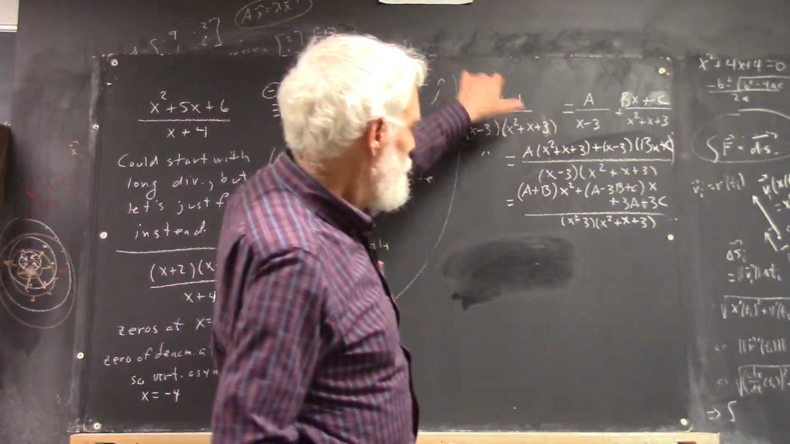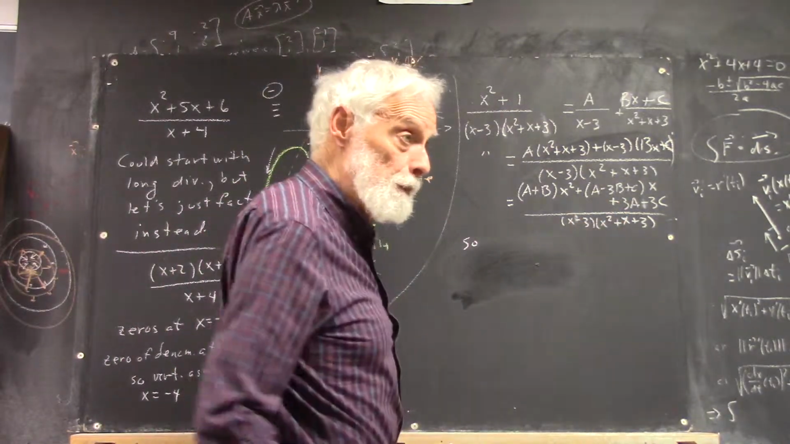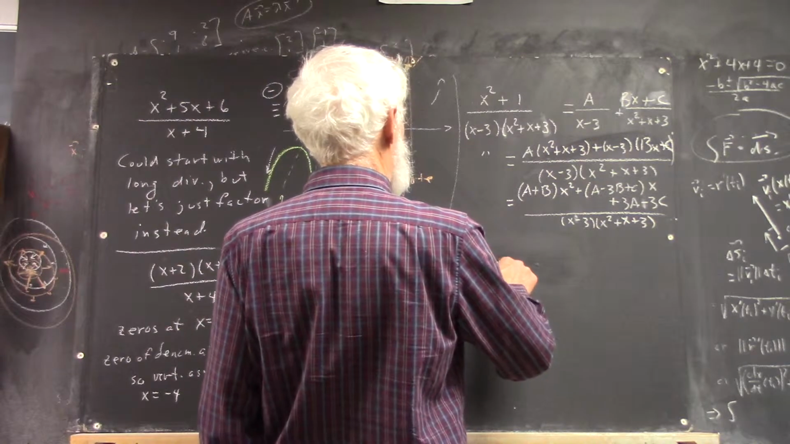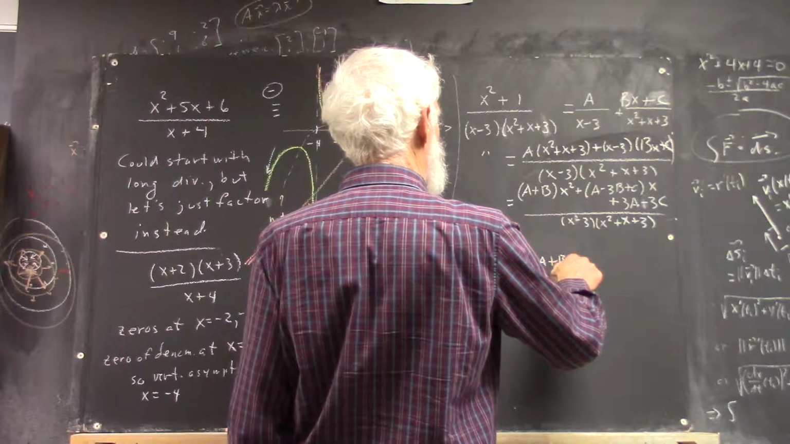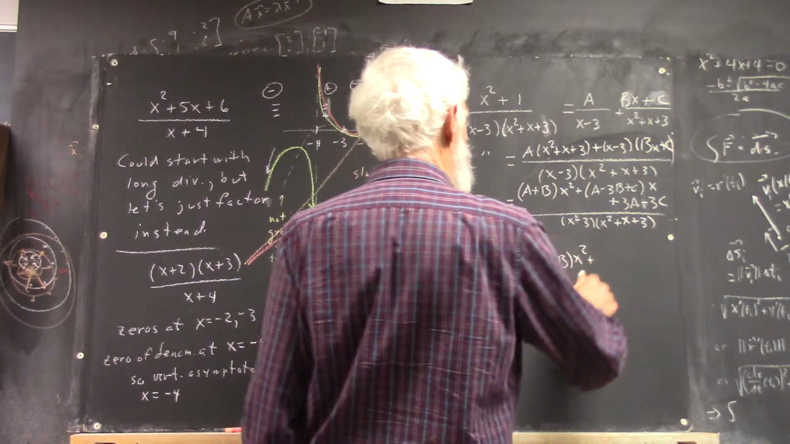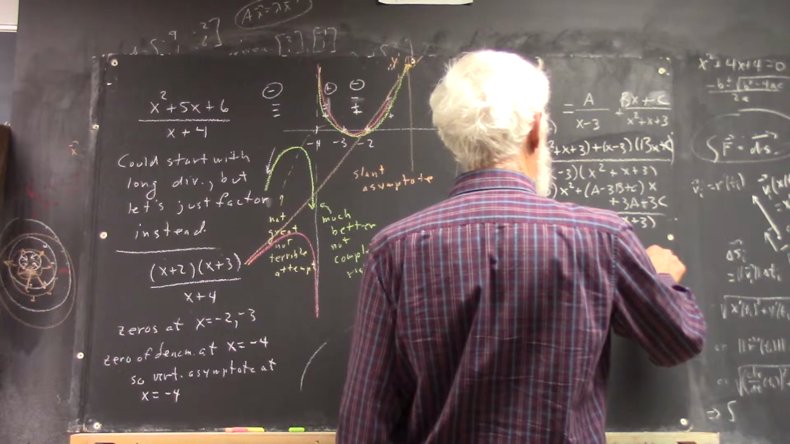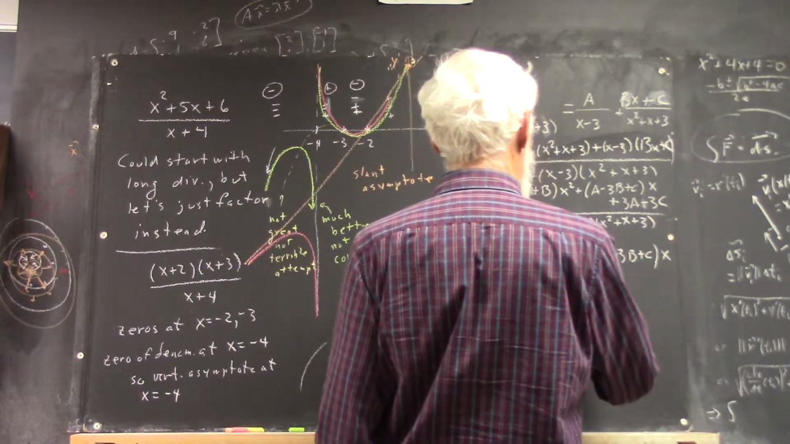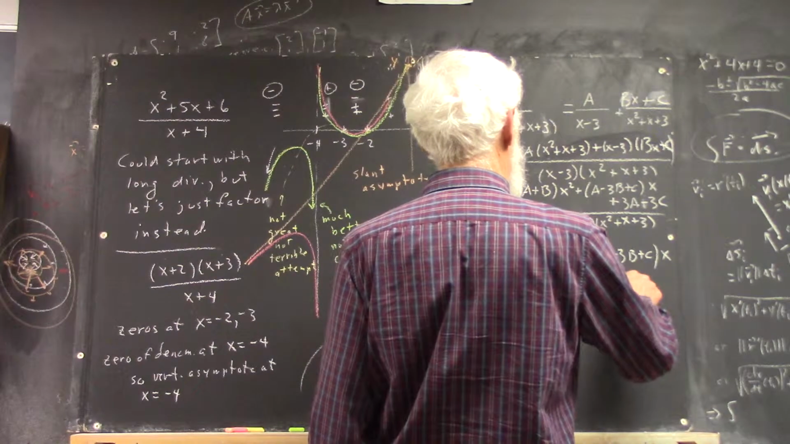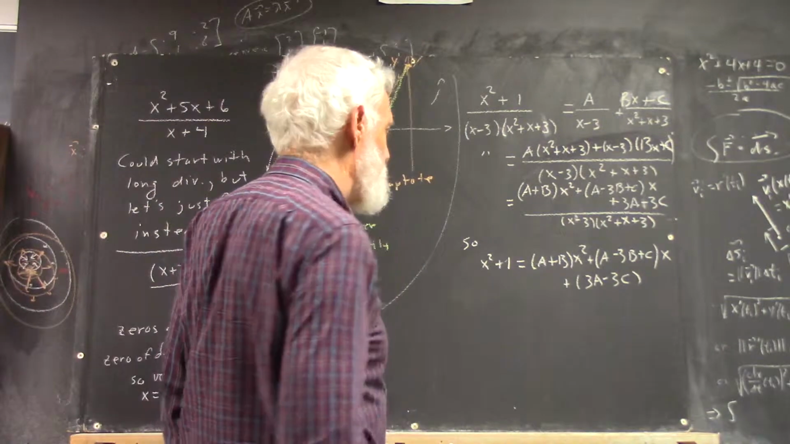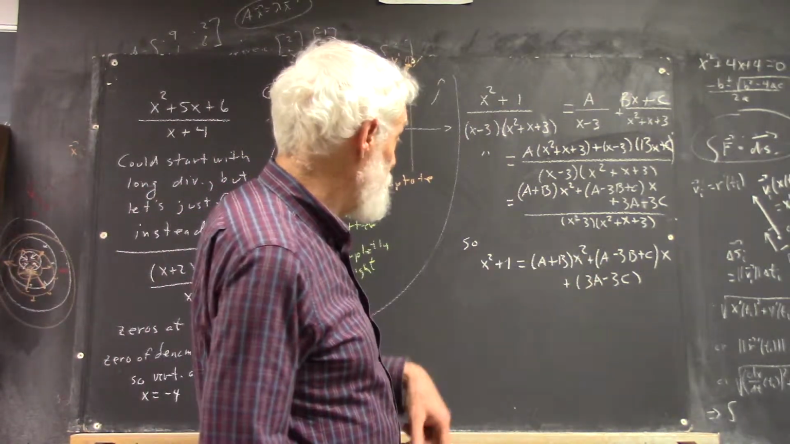Okay, well, they have the same denominator, so the numerators have to be the same. So x squared plus 1 has to equal a plus b x squared plus a minus 3b plus c x plus 3a minus 3c. I don't really need parentheses there, but I need them up here. They're going to be helpful.